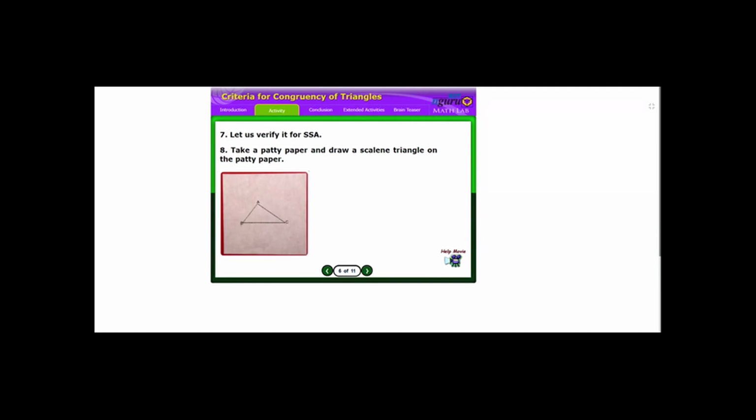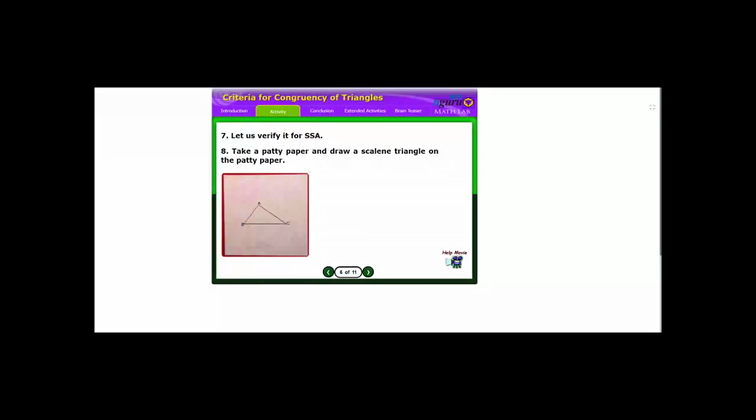This is a patty paper. Do you know what a patty paper is? No, ma'am. That is like a transparent paper. How to show you? I don't have the patty paper here. Okay, you take some patty paper. This is transparent paper.